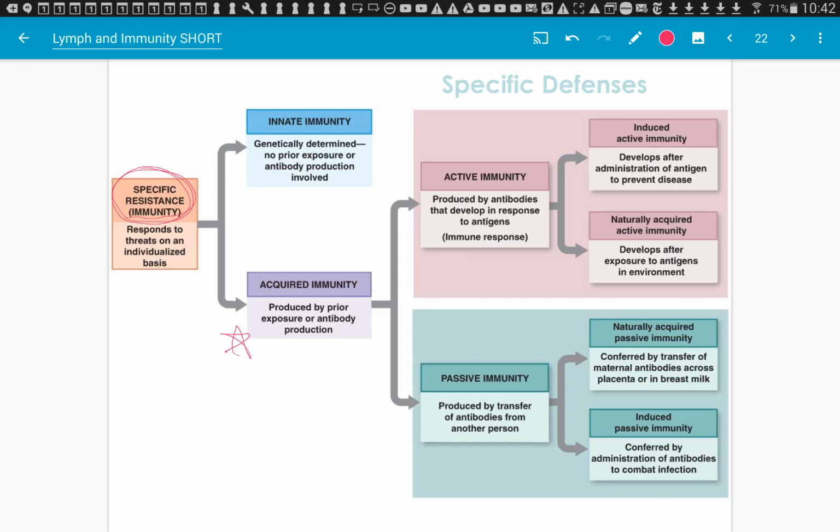So acquired immunity breaks down into two categories, active and passive. So you've got to know those. Active immunity is produced by antibodies that are developed in response to an antigen. So your body's actually launching an immune response, whether or not you actually got sick. So naturally acquired active immunity is where you actually got sick, fought it, your body has made antibodies, and you won't get sick again in the future.